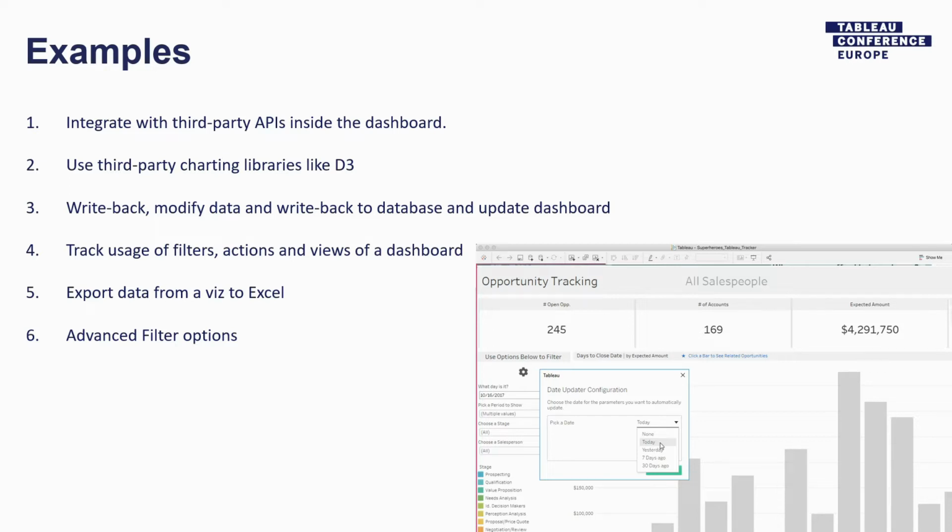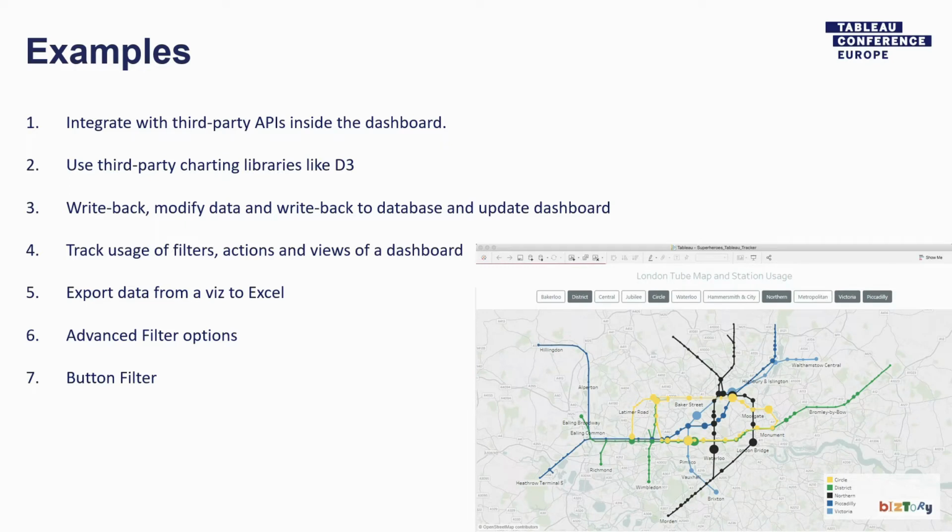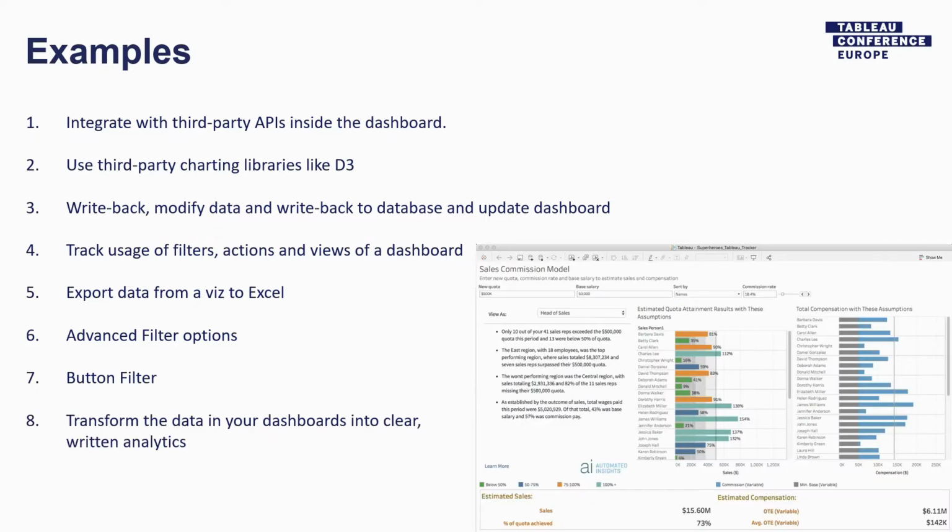So very cool. Bistory also has a button filter, so you can customize your dashboard, create cool customized button filters in the top of your dashboard. And there's also an extension which transforms... Oh, sorry, this is from Automated Insights. What they do is grab the data from a sheet, put it on the server, and they have this cool natural language processing where they transform the data to written analytics, so you get more explanation about the graph. So this is very good for people who are having trouble reading graphs.